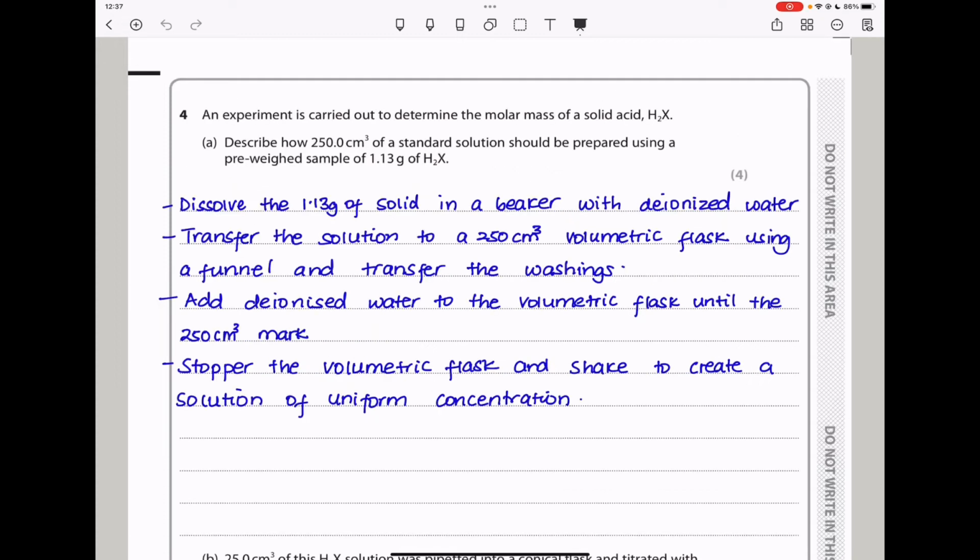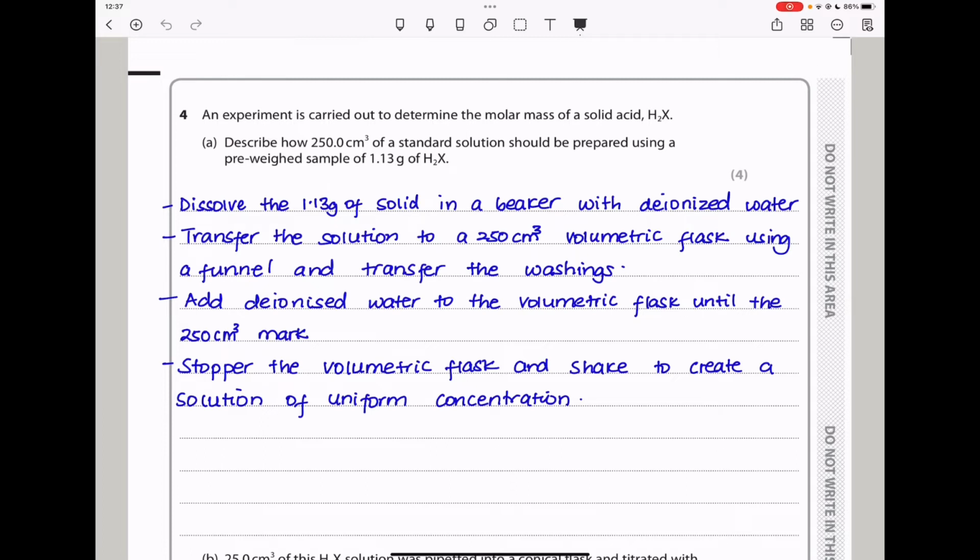Question 4. An experiment is carried out to determine the molar mass of a solid acid H2X. Describe how 250 centimeters cubed of a standard solution should be prepared using a pre-weighed sample of 1.13 grams of H2X. In the first step, dissolve the 1.13 grams of the solid in a beaker with deionized water, and then you transfer the solution into a clean 250 centimeters cubed volumetric flask using a funnel, and ensure that you transfer the washings as well.